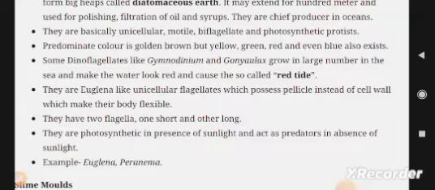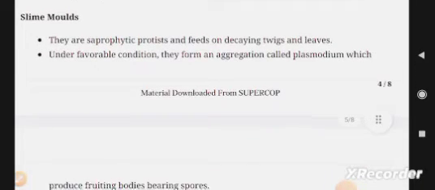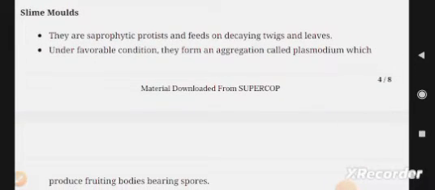Euglenoids are unicellular flagellates which possess a pellicle instead of a cell wall, which makes their body flexible. They have two flagella, one short and the other long. They are photosynthetic in the presence of sunlight and act as predators in the absence of light. Examples are Euglena and Paramecium. Slime molds are saprophytic protists and feed on decaying twigs and leaves. Thank God they didn't grow on us.